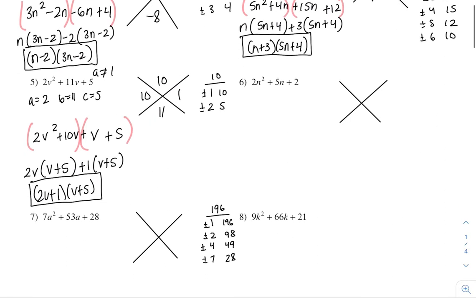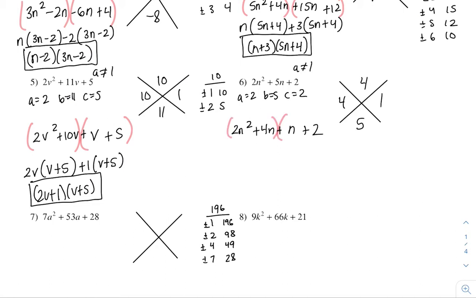Okay, 6. A is equal to 2, B is equal to 5, and C is equal to 2. A times C on top is 2 times 2, which is 4, and on the bottom it's B, 5. Now, two things that multiply to 4, but when added give you 5. That is 4 and 1. So A does not equal 1, so that means we have to write the first term, the last term, and put the two terms we just found in the middle of these. So 1n is just n.